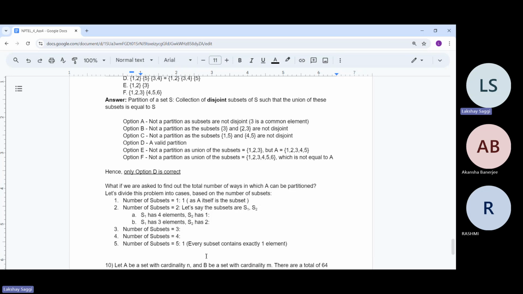Would any of you like to answer, Rashmi or Akansha? The second set only has 1 element. Note that we did not include the 5-0 case, where S1 has 5 and S2 has 0, because then the number of subsets is only 1. We did not include it because an empty subset is of no use to us.